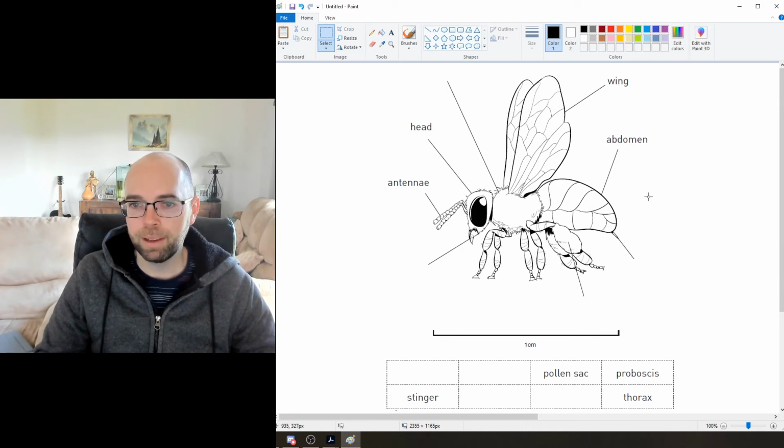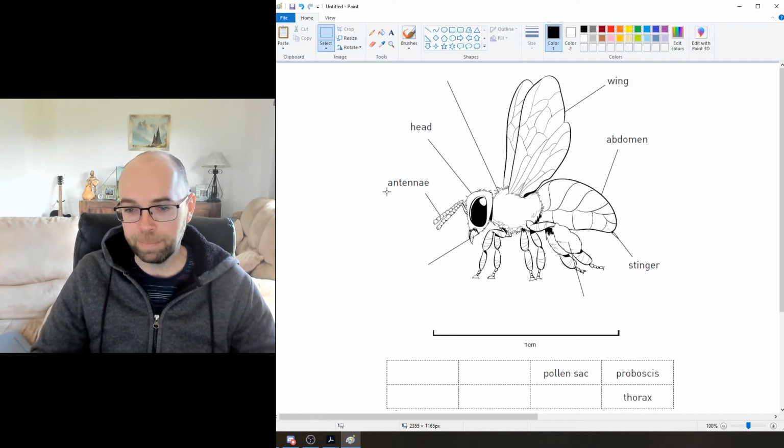The abdomen, okay? That's the whole back half of the bee here. It's this back part of the body, its abdomen. Then out the back of that, we have its stinger. That's the bit that all kids know, because we don't want to get stung by that.